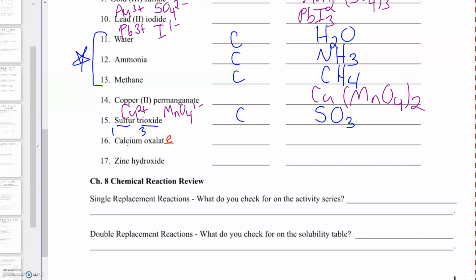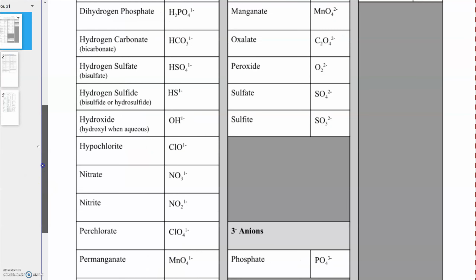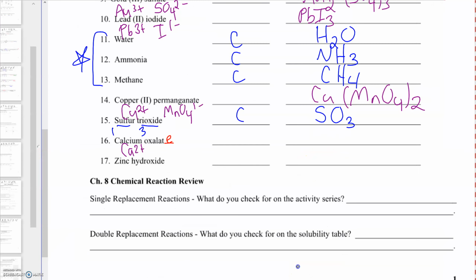Calcium oxalate, so calcium's in column 2, always a 2+. Oxalate, that's the one that's always hard to remember. So look up oxalate on your polyatomics, C2O4 2-. Now I've got a 2+ and a 2-. They cancel out. They go to 0. If we did crisscross, you'd get 2 and 2. Remember, always reduce it down when you crisscross if you can. So it's going to be calcium C2O4, and that is calcium oxalate.